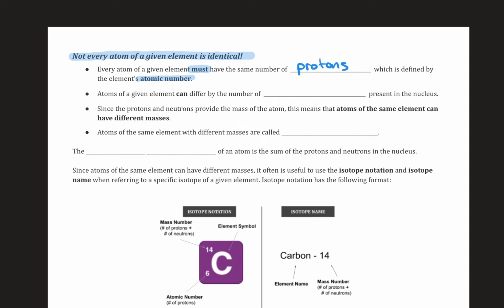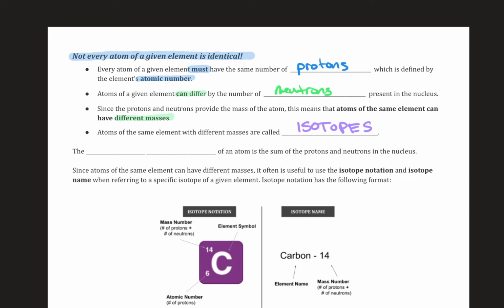But atoms of a given element can differ by the number of neutrons in the nucleus. And since the protons and neutrons are what provide the mass of the atom, this means that atoms of the same element can have different masses. Atoms of the same element with different masses are called isotopes.